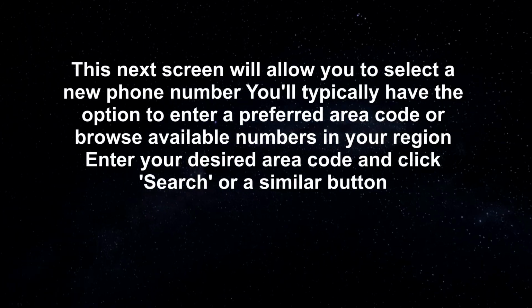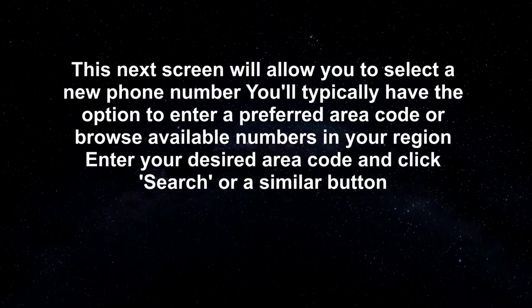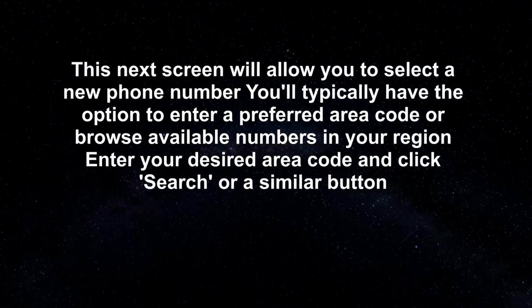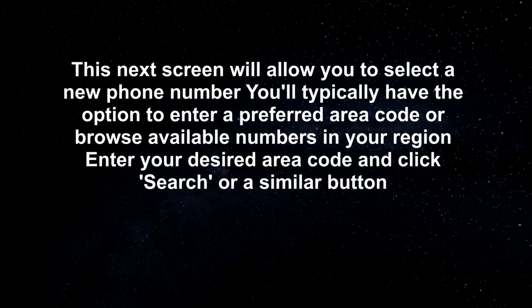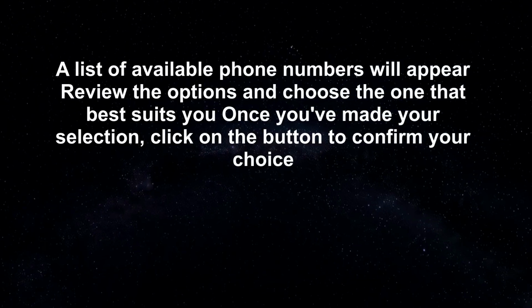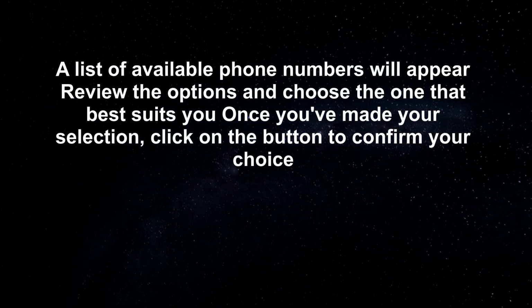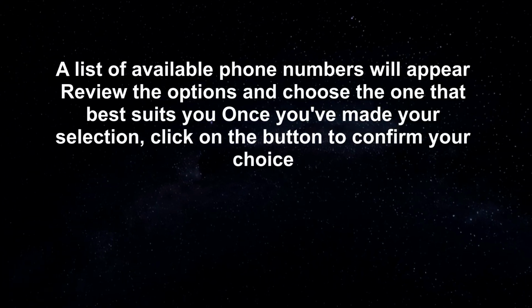This next screen will allow you to select a new phone number. You'll typically have the option to enter a preferred area code or browse available numbers in your region. Enter your desired area code and click Search or a similar button. A list of available phone numbers will appear. Review the options and choose the one that best suits you. Once you've made your selection, click on the button to confirm your choice.